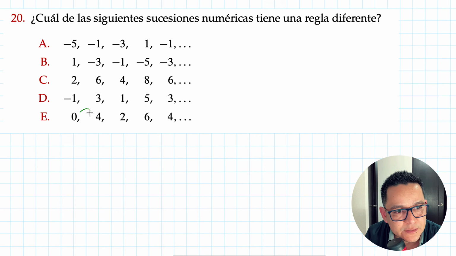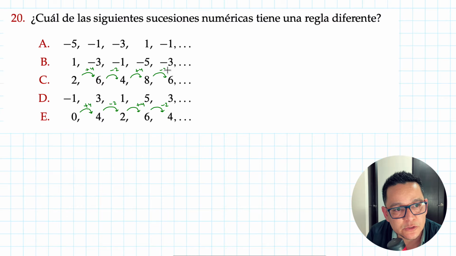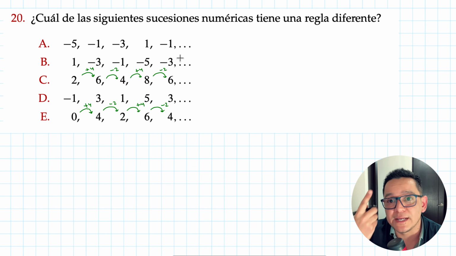For example, I add 4 to go from 0 to 4. Then, from 4 to 2, I either subtract or divide by 2. I add 4 to 4 to get 6. From 6 to 4, I subtract 2. This is clear, right? Now I'll take this one, also simple. From 2 to 6, I add 4. From 6 to 4, I subtract 2. From 4 to 8, I add 4. And from 8 to 6, I subtract 2. They're the same. Plus 4, minus 2, plus 4, minus 2. So we've already seen that they have to be like this, right? Because only one should be different.